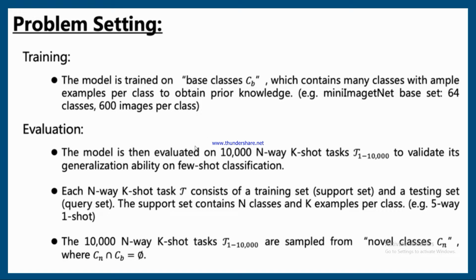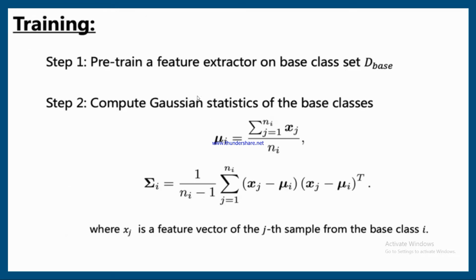The support set contains N classes and K examples per class, like a 5-way 1-shot task. The 10,000 N-way K-shot tasks are sampled from the novel classes. The base classes in which the model was trained and the novel classes being sampled should not have common images, so the intersection should be empty. Novel means different, unseen examples that have not been seen in the training examples.